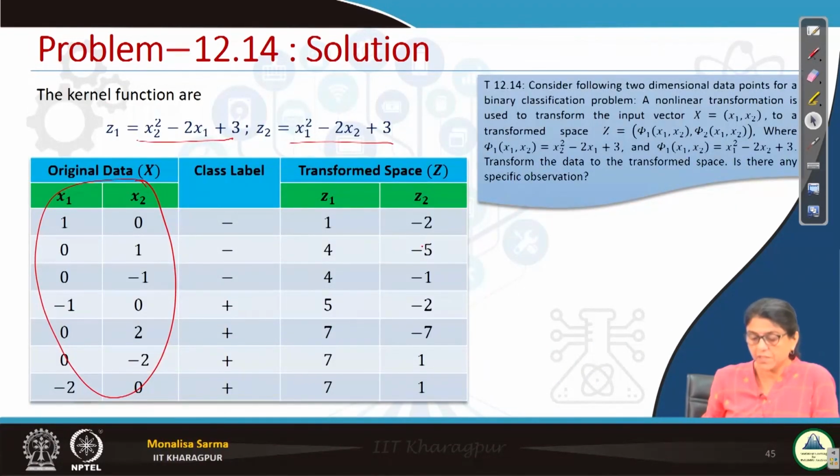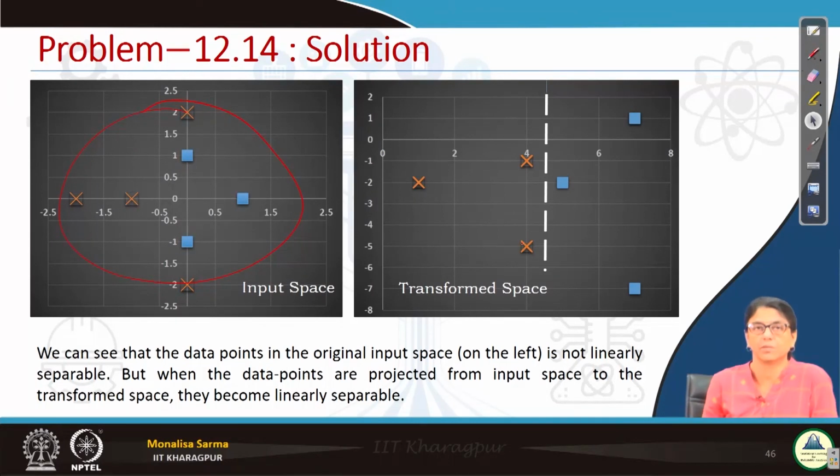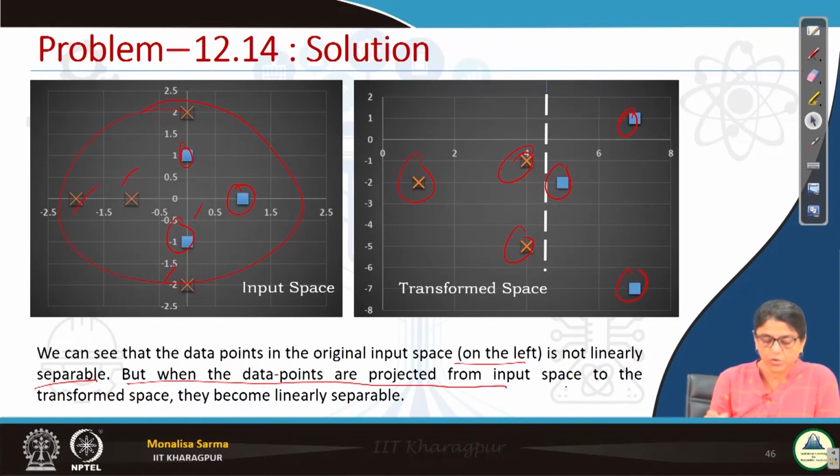In my transform space, you see it is very much linearly separable. All the rectangles come to one side, and all the squares come to the other side. It has become very much linearly separable. So we can see that the data points in the original input space on the left are not linearly separable, but when the data points are projected from input space to the transform space, they become linearly separable.